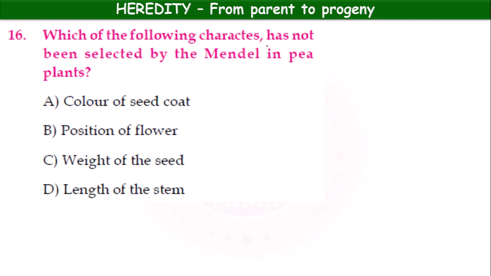Which of the following characters has not been selected by the Mendel in pea plant? Color of the seed coat, position of the flower, weight of the seed, length of the stem. Okay. He is not considered the weight of the seed, option C. Remaining all he has considered.